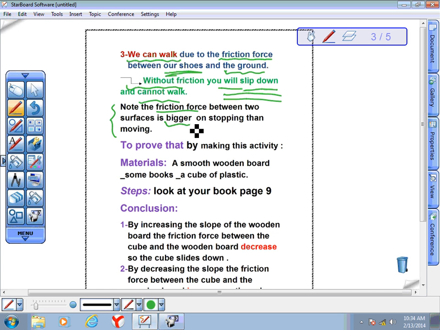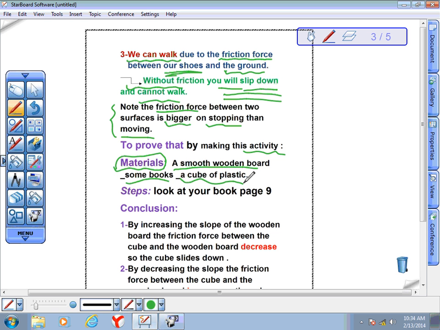is bigger on stopping than moving. And to prove this note, we can do this activity. But to do this activity, we need to bring some materials like a smooth wooden board, some books, and a cube of plastic.